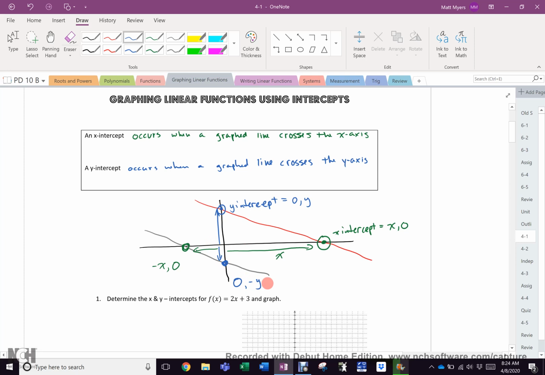So that tells us that every x-intercept is x, 0. It's got an x value, but it has no y value. And conversely, every y-intercept is 0, y. It's got no x value, but it's got a y value. And that is the basis of everything we're going to do for the next few minutes.